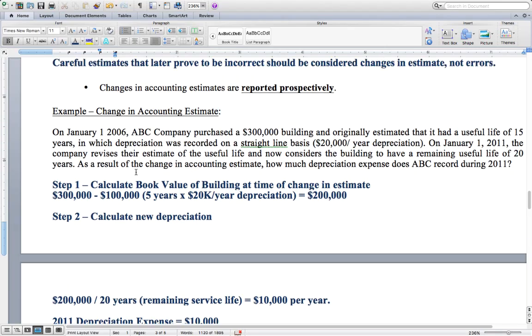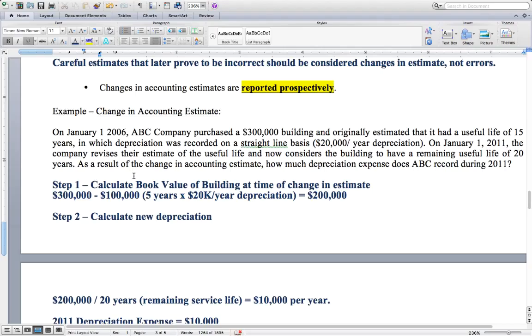The big difference between a change in accounting estimate and a change in accounting principle: changes in accounting estimates are reported prospectively. Therefore, they are only adjusted in the current year going forward. You do not have to go back and restate prior financial statement balances.